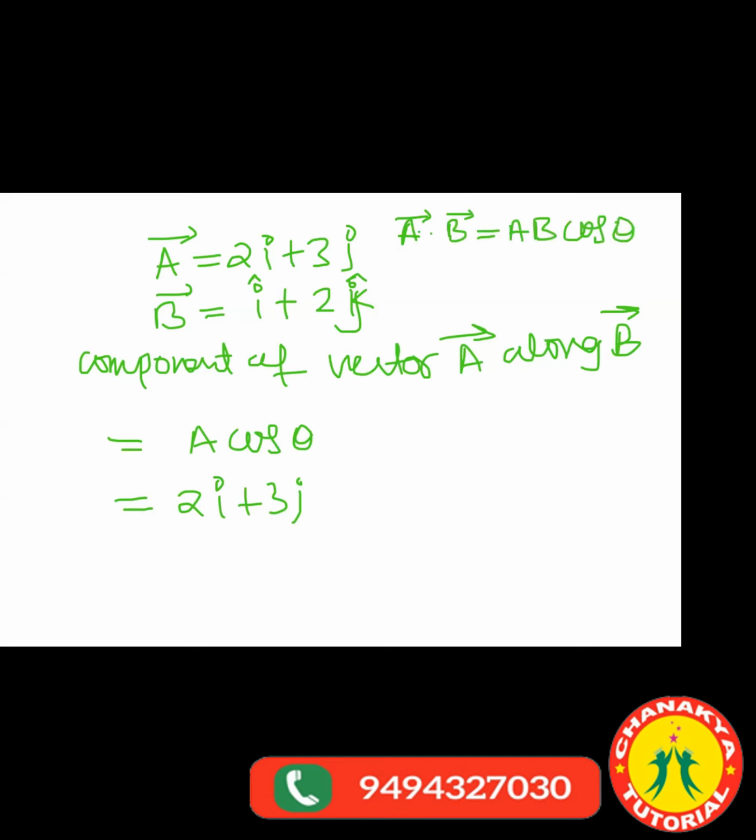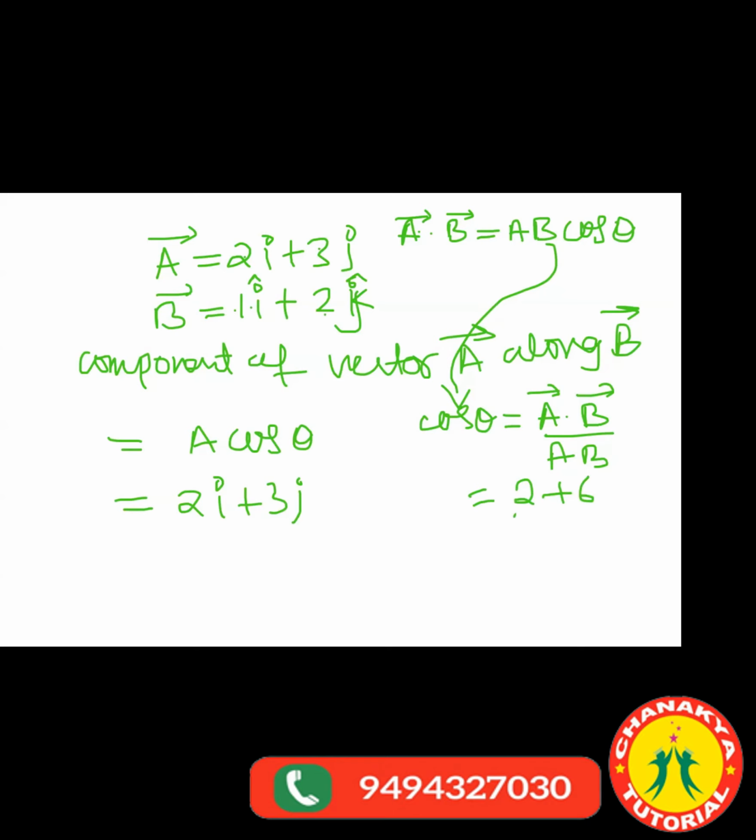So from here, what is cos theta? A dot B divided by AB. So from here, you are going to get the cos theta. Tell me, guys, what will be A dot B? Dot means you are going to multiply component by component. See, 2 multiplied by 1, nothing means 1. 2 into 1 is 2 plus 3 into 2 is 6. This is your A dot B.